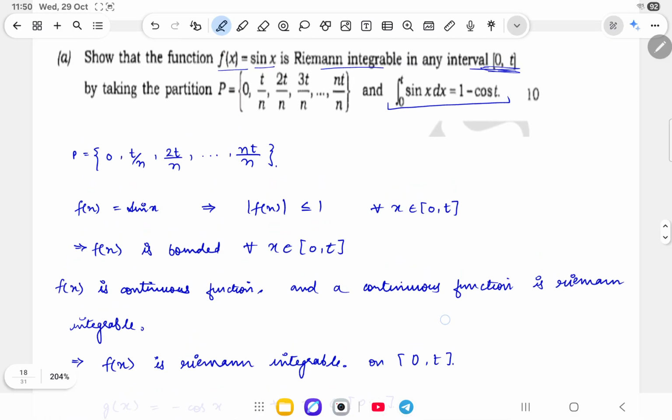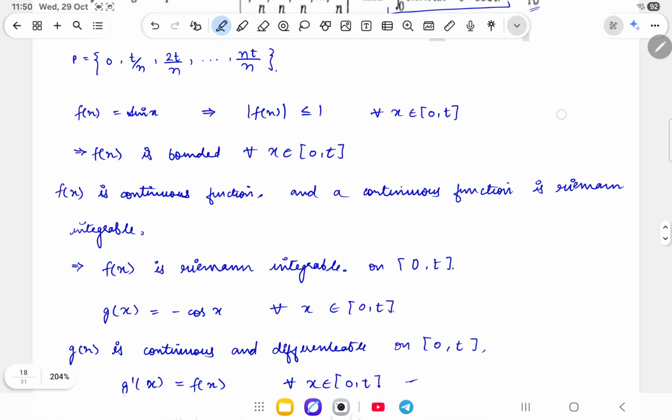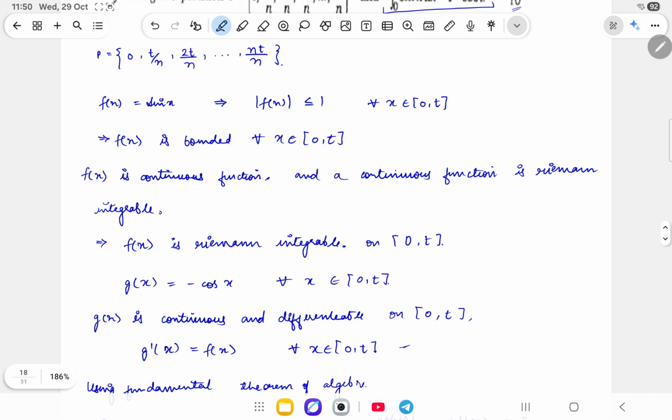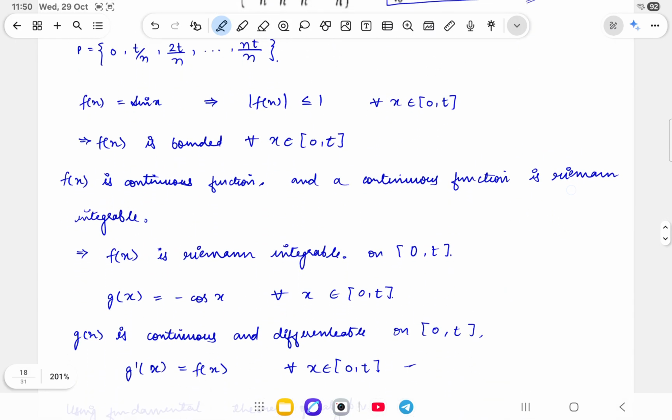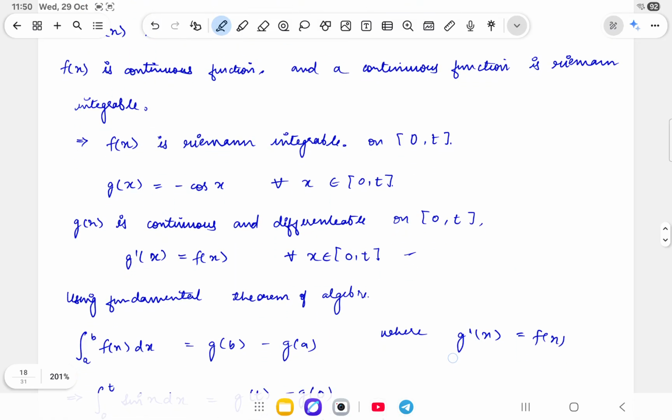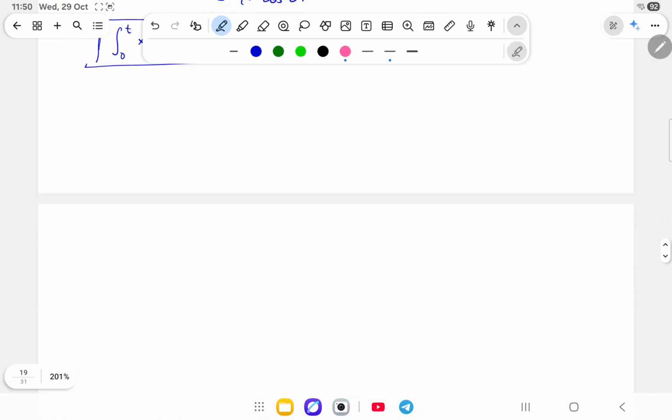Also in this question, since it's a 10 marker, we are able to directly use the result that f(x) is a continuous function, and a continuous function is Riemann integrable. But if, let's say, it's a 15 marker, then you are supposed to prove that a continuous function is Riemann integrable. In that case you cannot directly use that result. You'll take a partition and show that a continuous function is Riemann integrable. So let's move on to discuss the next question.